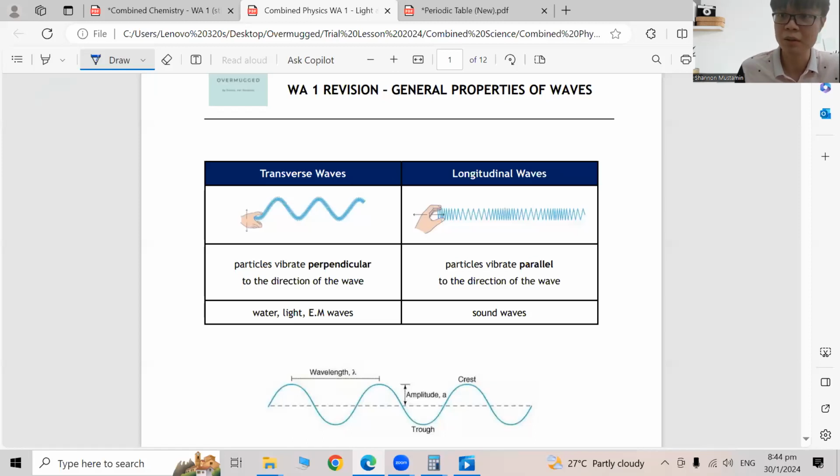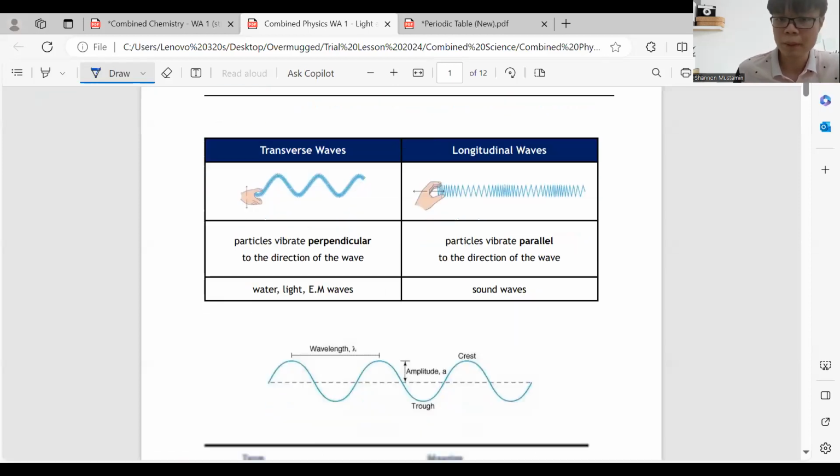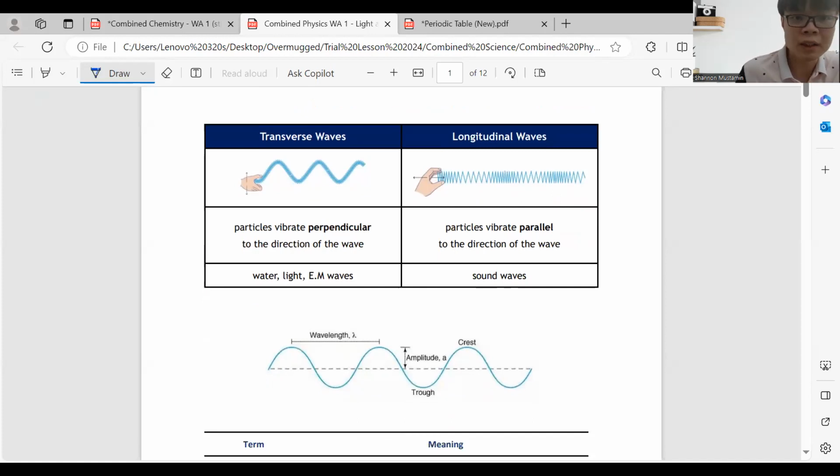Okay, let me just cancel this. Right, this is the actual keyword that you need. Vibration is perpendicular to direction of wave. Particles vibrate parallel to direction of the wave.